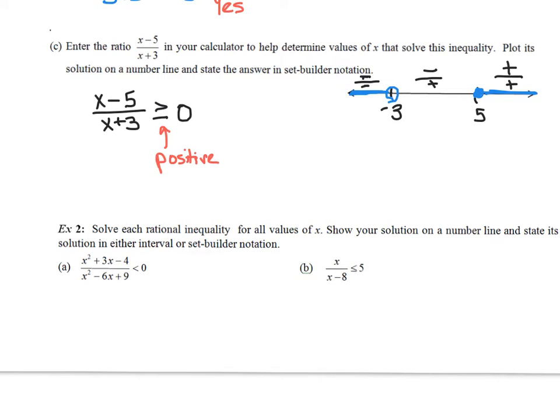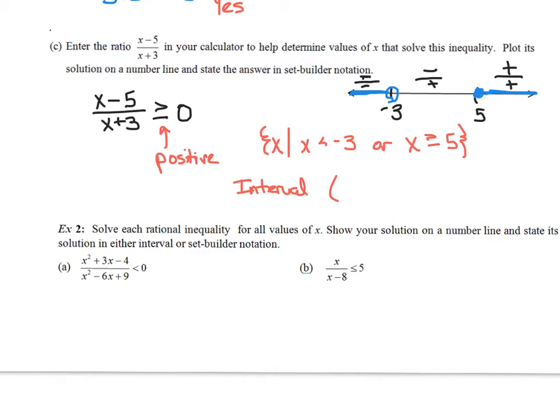Now, this says to state our answer in set builder notation. So in set builder notation, this would be the set of all x such that I want all the x's that are less than -3, or I want all the x's that are greater than or equal to +5. Now, if the question had told us to put it in interval notation, I just want to practice both notations here.